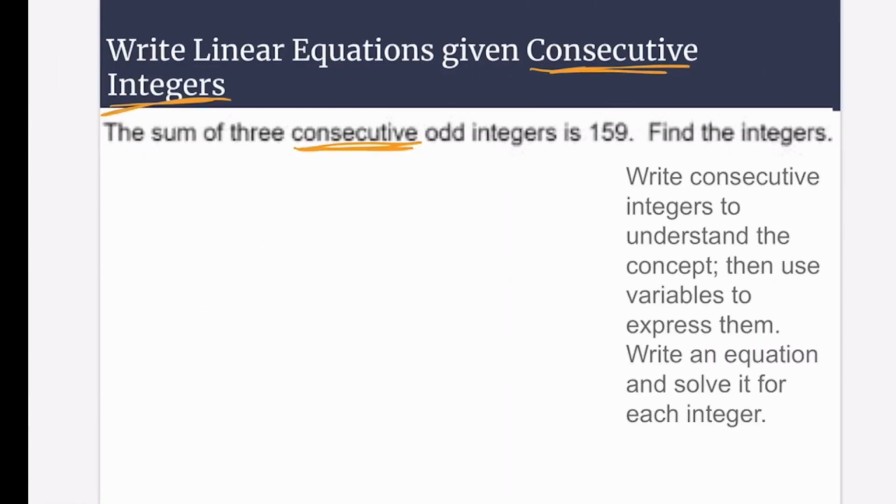So if we look at an example, before we even do the problem, 5, 6, and 7 are consecutive integers. 1, 2, and 3 are consecutive integers. Conceptually, what we're doing is we don't know what the first number is, so we can write that as x. The next number would be x plus 1. The number after that would be x plus 2. So this is how you do consecutive integers.